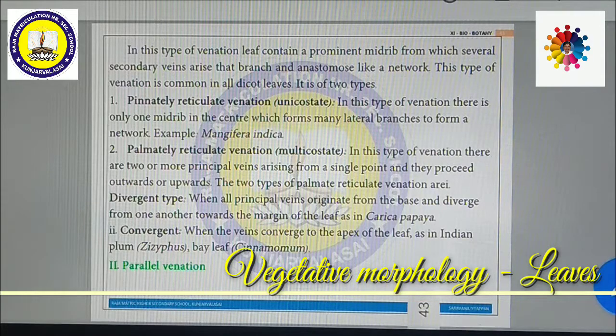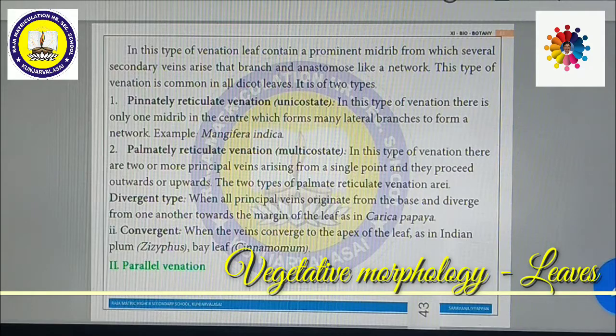The second type of palmately reticulate venation is convergent reticulate venation. When the veins converge to the apex of the leaf, as in Indian plum, that is Ziziphus. Ziziphus means elandai. Bay leaf, cinnamon. These plants have convergent venation. Nerium, arali. The Nerium plant also has convergent, palmately reticulate venation.